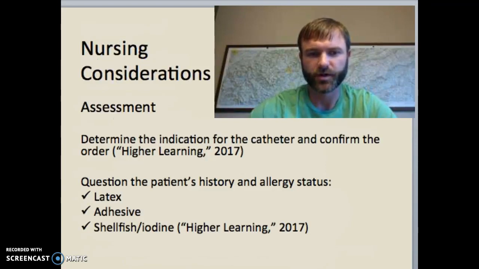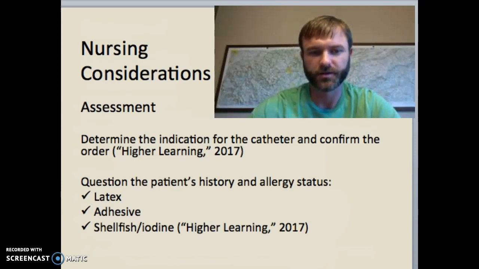Nursing considerations prior to the procedure include a thorough assessment of the patient and reason for the indwelling catheter. First, determine the indication for the indwelling catheter and confirm the order. Next, question the patient's history and allergy status. Ask the patient if he has a history of urinary issues or has been catheterized before and for how long it may have been in place. If the patient has urethral strictures or an enlarged prostate, this can make catheterization more difficult.